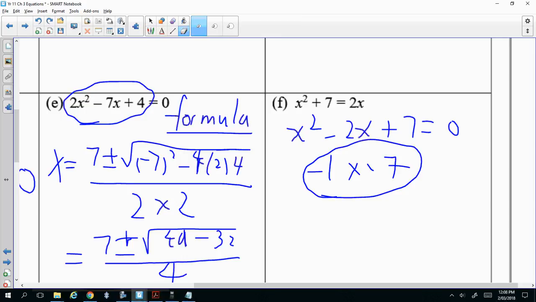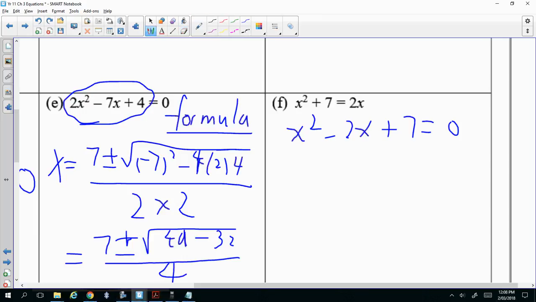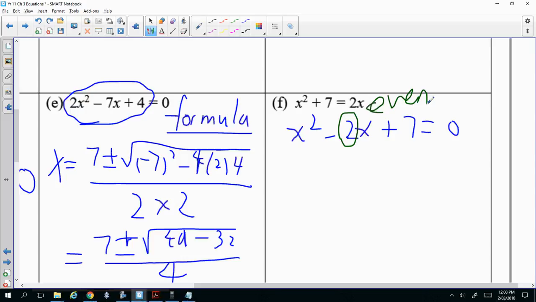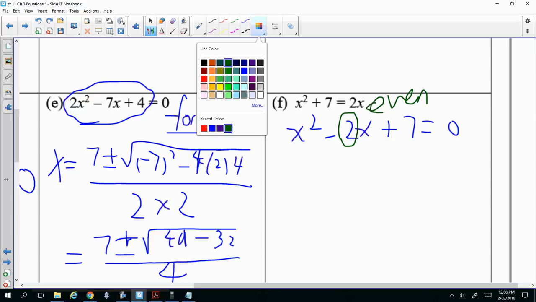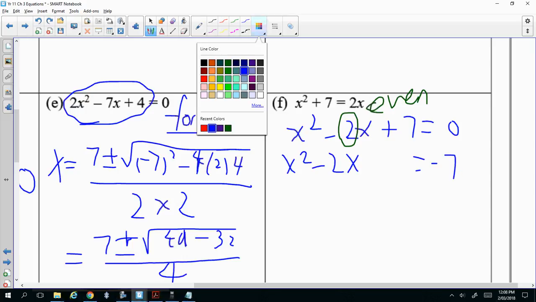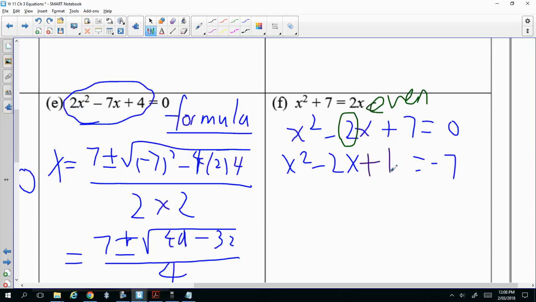Now, in this case, completing square will be quicker because this is even. If it's even, it's faster with completing square. You'll see in a minute. Let's try. So you just write x squared minus 2x equal to negative 7. And what do we have to add? Plus 1 to both sides, right? Half of 2 is 1. 1 squared to both sides. Yes? And immediately that becomes a perfect square. Equals to negative 6.